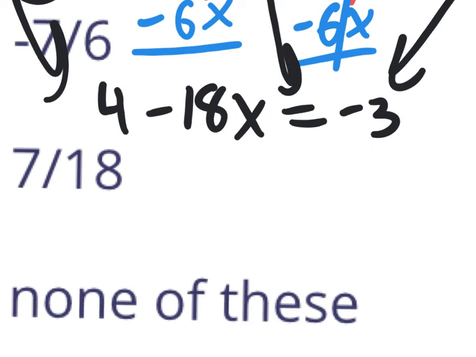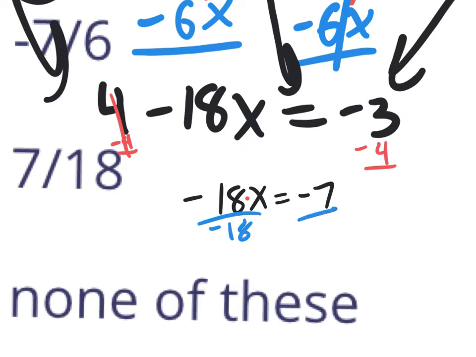I need to get it by itself on the left side. I'm going to subtract 4, subtract 4. I will have negative 18x equaling negative 7. Now that's really saying a negative 18 times x equals negative 7. So I need to get rid of that multiplication of negative 18 by dividing by negative 18. What I do to one side, I do to the other side. I will have x equaling, you can't divide 7 by 18. You can't even reduce a fraction 7 by 18, but a negative divided by a negative is a positive.